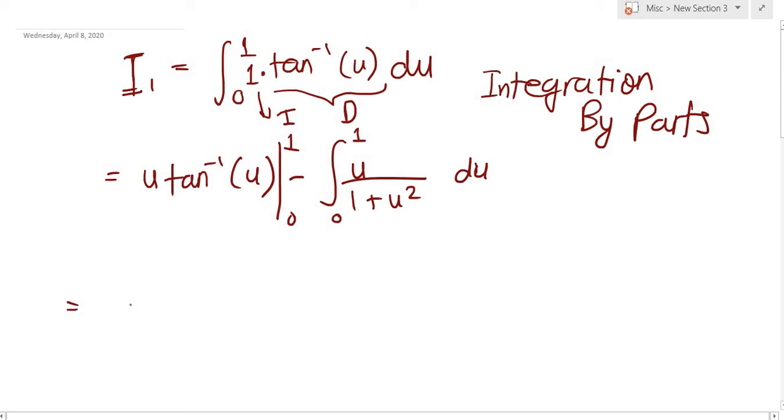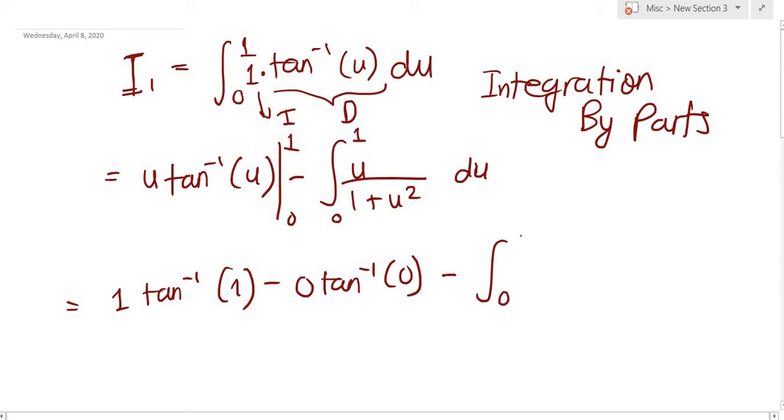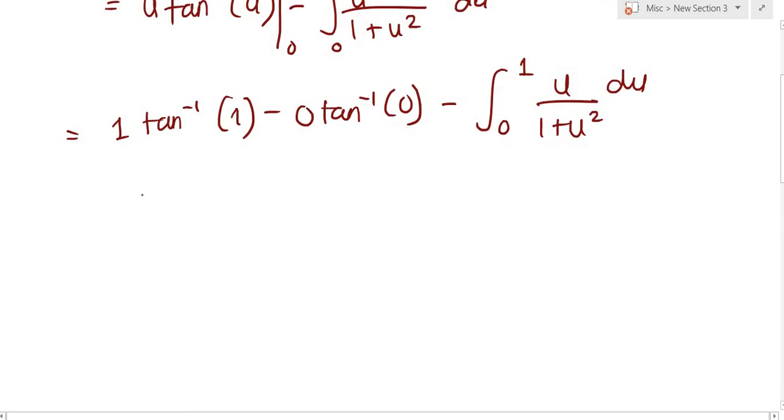So let's plug in 1. So 1 times the tan inverse of 1 minus 0 times the tan inverse of 0 minus the integral from 0 to 1 of u du over 1 plus u squared. Now the tan inverse of 1 is pi by 4. Because of this 0, this thing will go to 0.